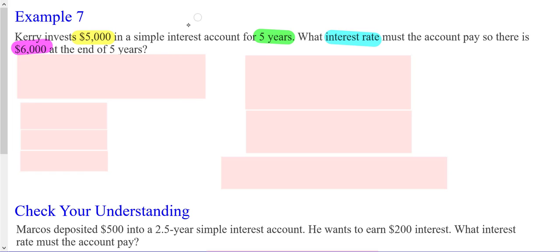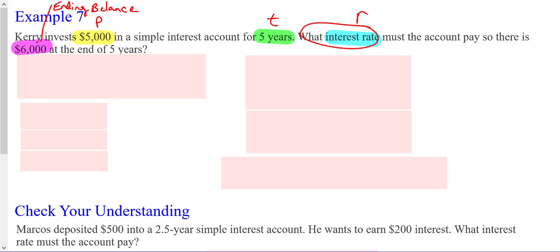So the question here is, what is the interest rate? So in this example, we're looking for R. If he's investing 5,000, that's our principal. 5 years would be our time. And 6,000 is our ending balance. Okay. So that is our ending balance.